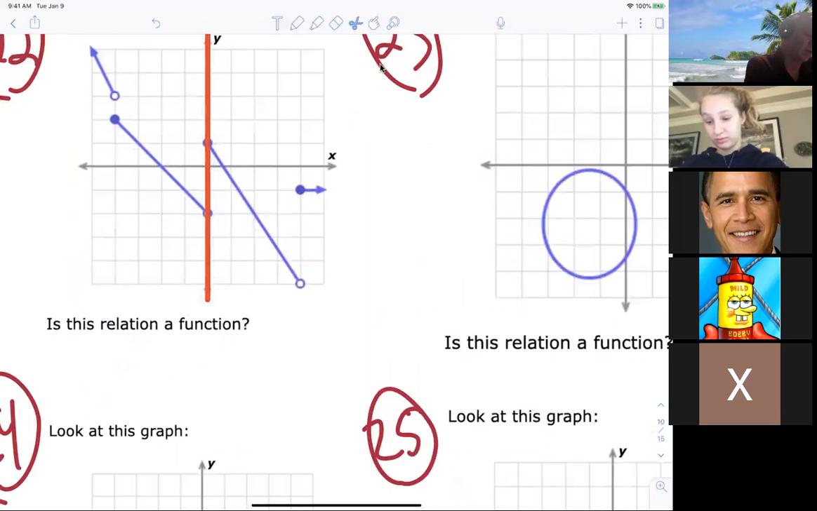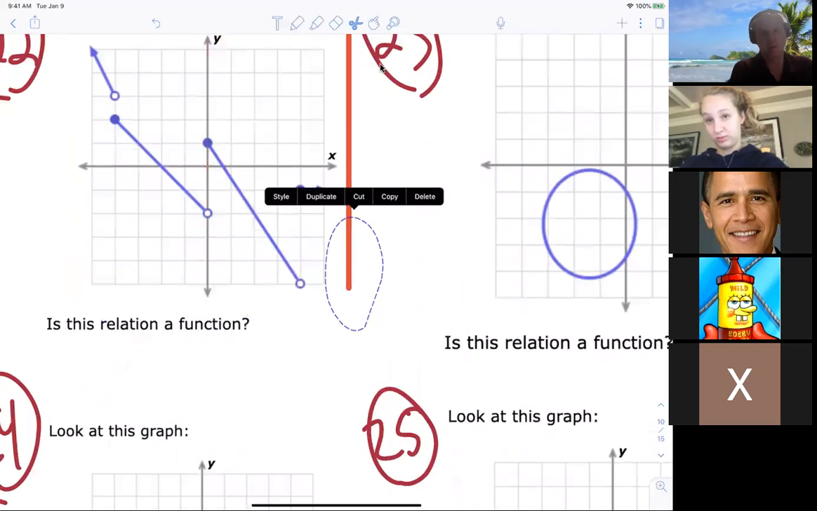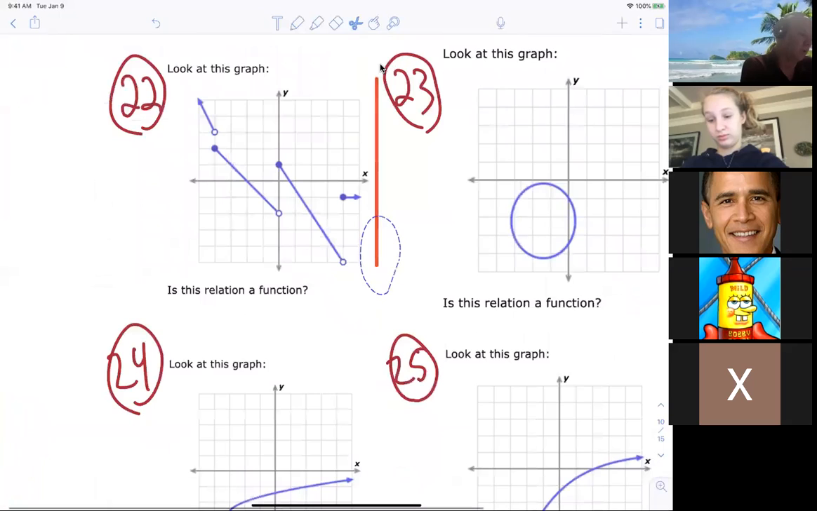Now, the only confusion might be at this point right here. Do the not filled in circles count? The ones that are not filled in do not count. That's exactly correct. All right, so 22 would be yes.